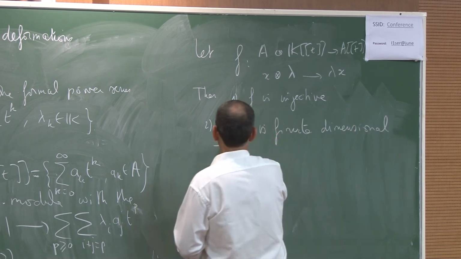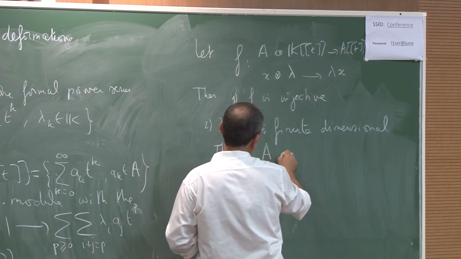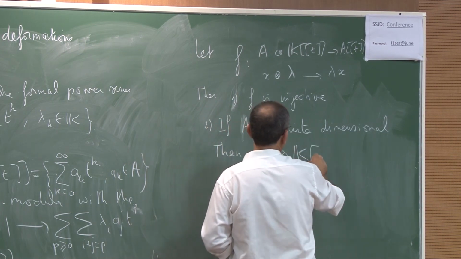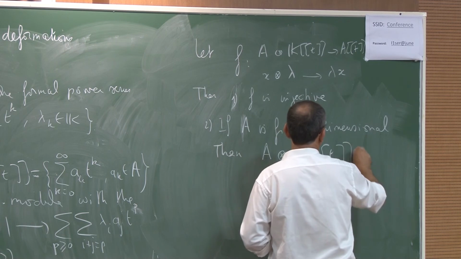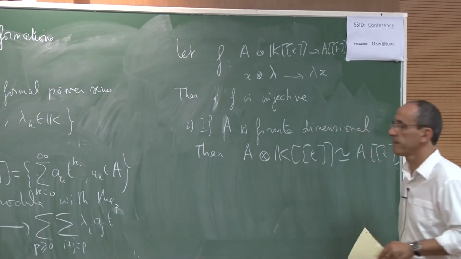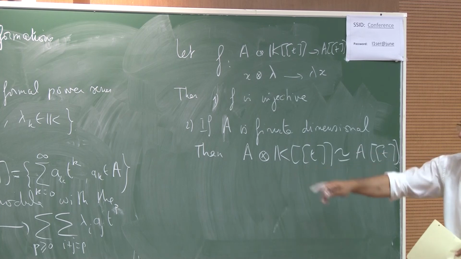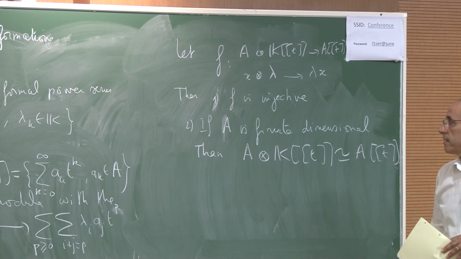then we have the isomorphism between A tensor KT and AT. Here lambda is some power series over K, and x is some element of A. And this action is exactly what I mentioned. So how do we define lambda x on the right hand side?